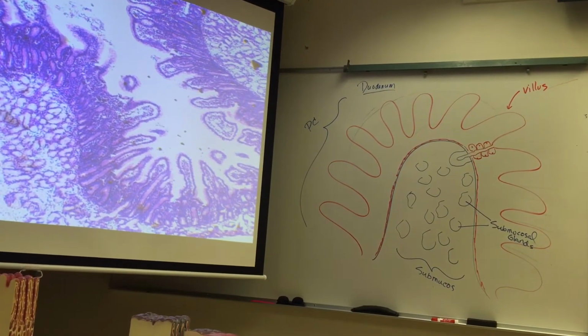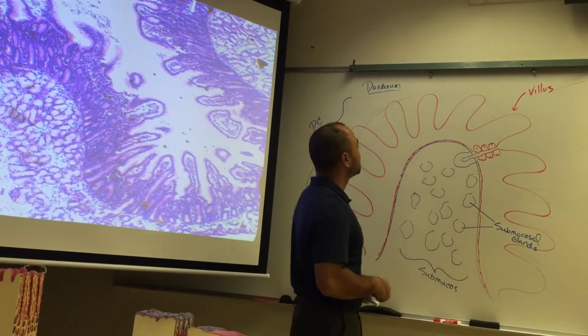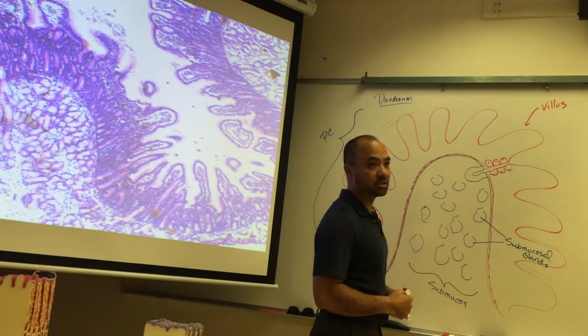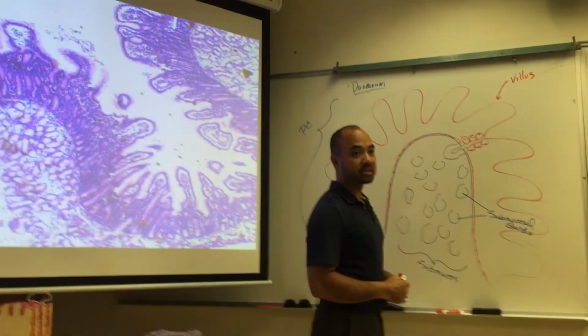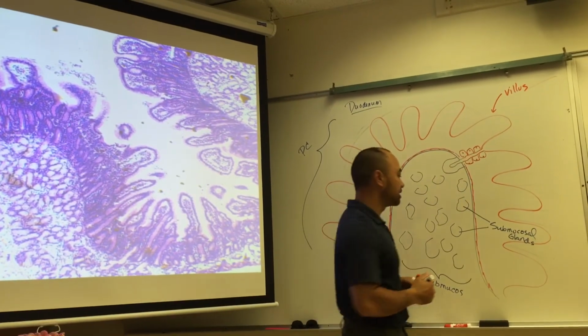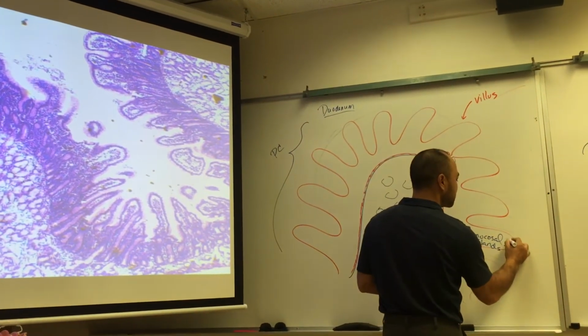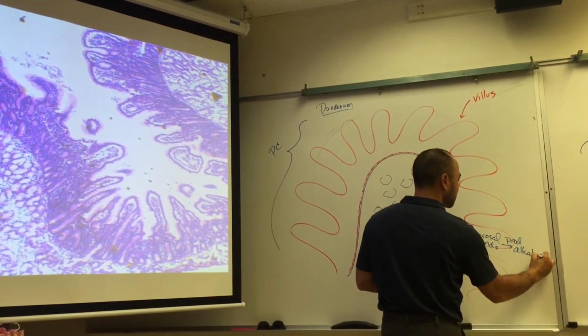Now, the submucosal glands want to protect the duodenum. So are they going to produce something that's acidic or basic to neutralize the acid? To neutralize the acid, you're going to try to produce a basic thing. Yeah, these guys will produce a very alkaline mucus.